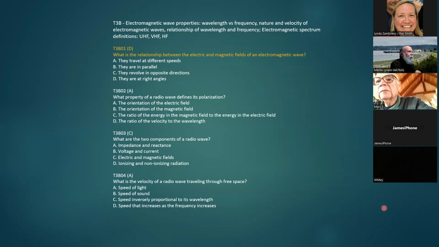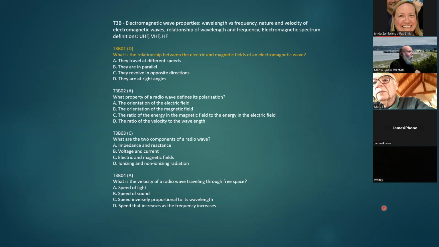T3B, electromagnetic wave properties, wavelength versus frequency, nature and velocity of EM waves, relationship of wavelength and frequency, spectrum definitions for UHF, VHF, and high frequency.